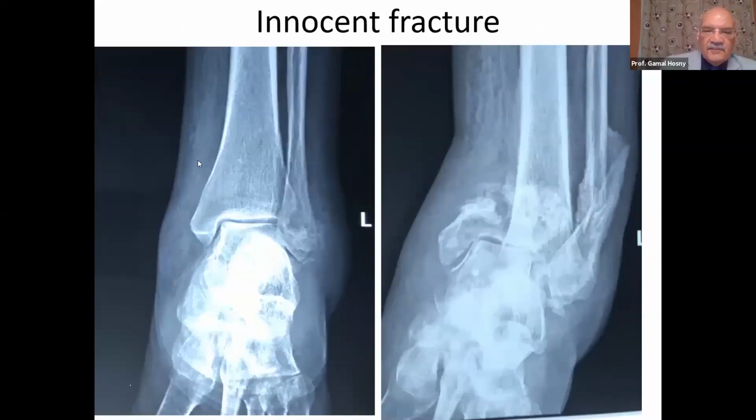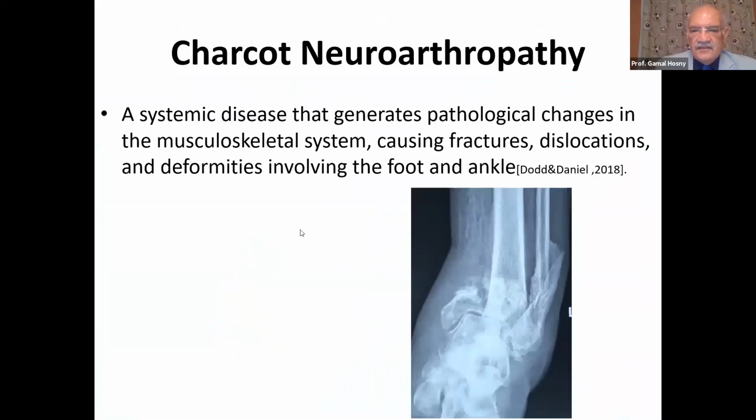So look at the picture before, just a fissure fracture, and after 3.5 months of conservative treatment in a cast. So what's the story of Charcot neuroarthropathy? It's a systemic disease that generates pathological changes in the musculoskeletal system, causing fractures, dislocations, and deformities involving the foot and ankle.